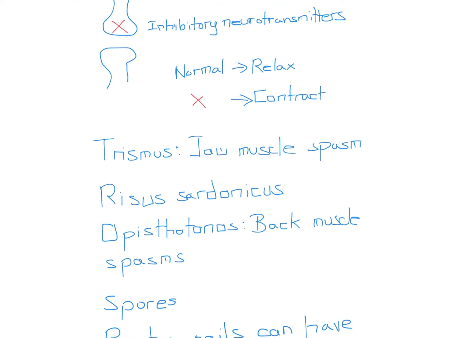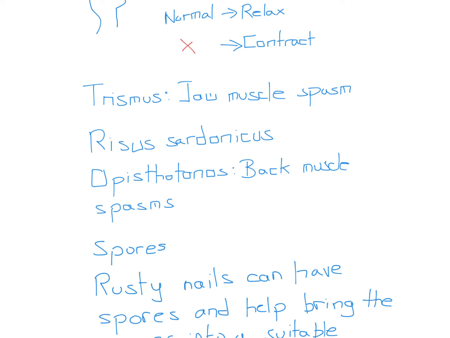Just a few of them: trismus, otherwise known as lockjaw, where you have jaw muscle spasm. You can also have another thing called risus sardonicus. Essentially, this is where the muscles of the jaw contract so hard that the patient is forced into this weird type of smile. That's why it's called a sardonic smile, and you can Google pictures of it.